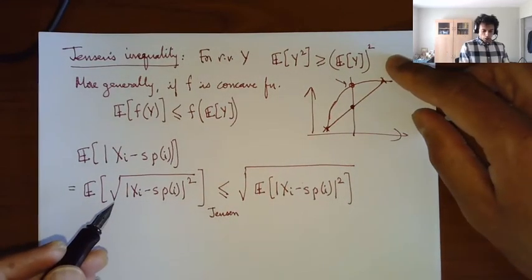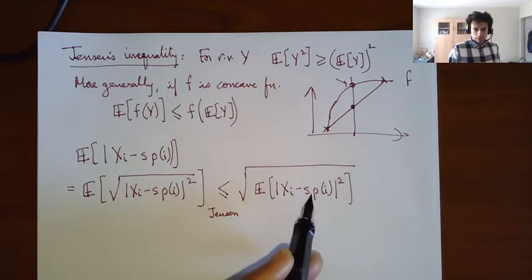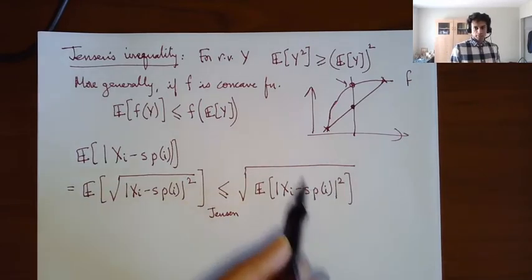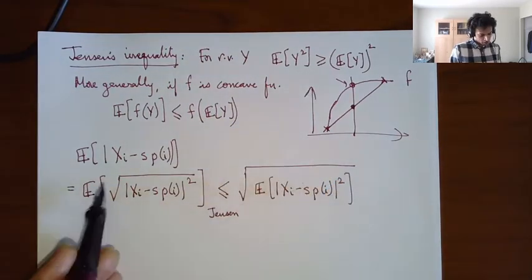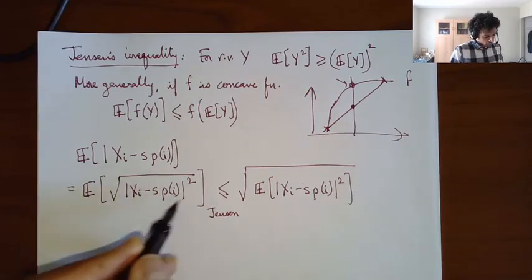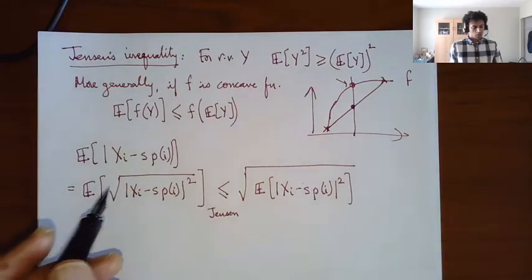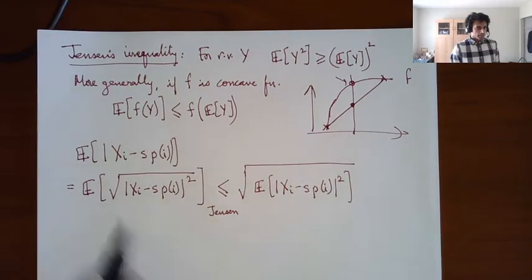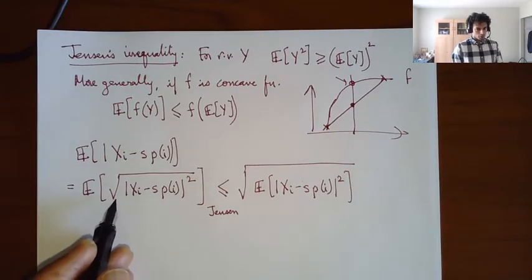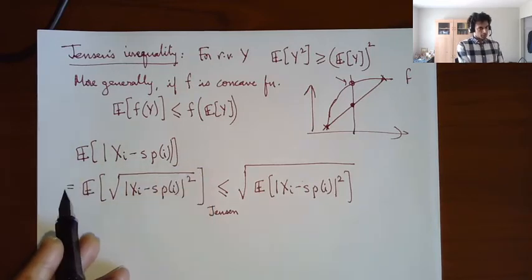Alternately, I can look at xi minus s pi as a random variable y and apply this inequality. You'll see that this is the expectation of y squared, and this is the expectation of y. So one can do this either way. Okay, is that clear? So the square root with Jensen goes from inside the expectation to outside the expectation.